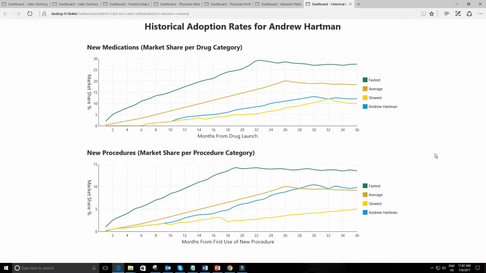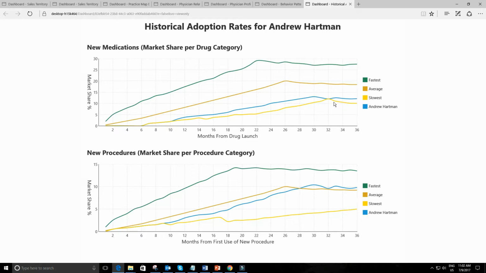The resulting screen contains 2 charts. The upper chart shows Dr. Hartman's adoption rate for new drugs compared to other doctors in his practice. The lower chart shows the same information for new procedures. As you can see, Dr. Hartman, who is represented by blue, is an average adopter of new procedures. But when we look back at the upper chart, we see that he is a very slow adopter of new drugs, which is why this analysis is considered a negative factor for the adoption of X-Drug.